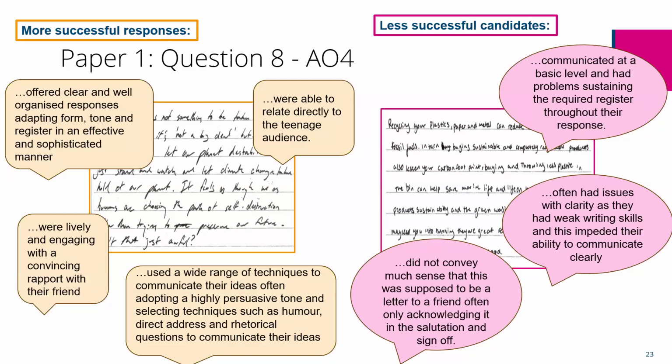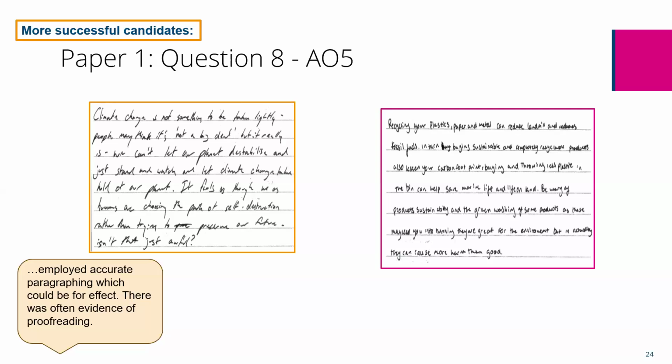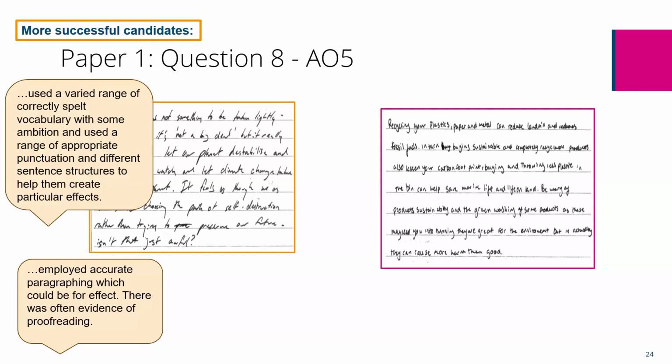And then for the AO5, the more successful candidates employed accurate paragraphing, which could be for effect. There was often evidence of proofreading here, the candidate knowing that their writing was also being assessed as well as their reading. They used a varied range of correctly spelt vocabulary with some ambition, and used a range of appropriate punctuation and different sentence structures to help them create particular effects.